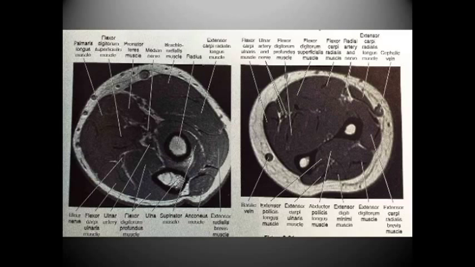So in this image, as we're going down through the forearm, we have the brachioradialis muscle, we have the radius and the ulna, we have the flexor digitorum superficialis muscle, we have the extensor radialis brevis muscle, we have the supinator muscle, we have the flexor digitorum profundus muscle, the pronator teres muscle, the palmaris longus muscle.